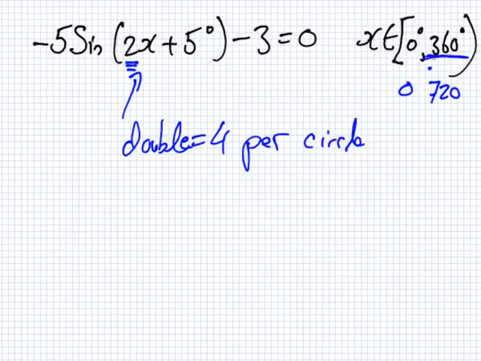How many circles do I have here? 1. So the answer is 4. But if it was 720, how many circles do I have? 2. So then it would be 8 answers. So what about if I had 180? Almost 2 answers. Because it's 4 per circle, so a half a circle would be 2.